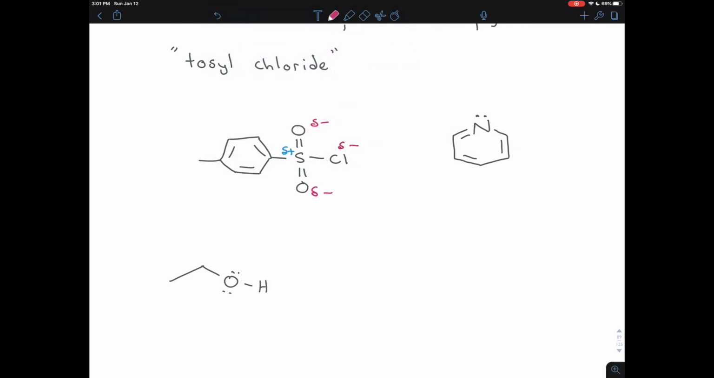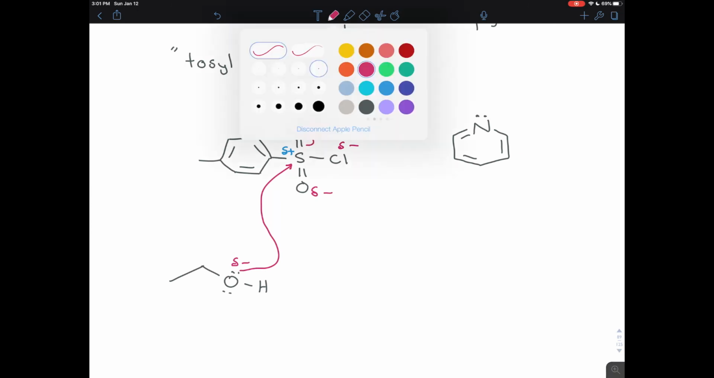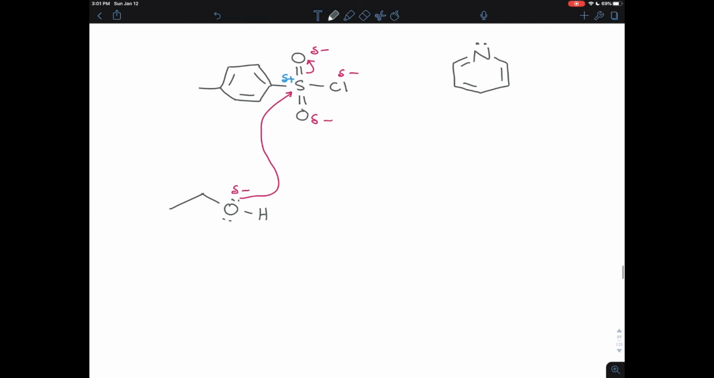And so it's very attractive to the oxygen on an alcohol, which is slightly negative. So that can swoop in and attack that sulfur and break one of the weakest bonds, the pi bonds. So you have that sort of nucleophilic attack there. Remember, our goal with this TsCl is to replace this bad leaving group with a good leaving group.